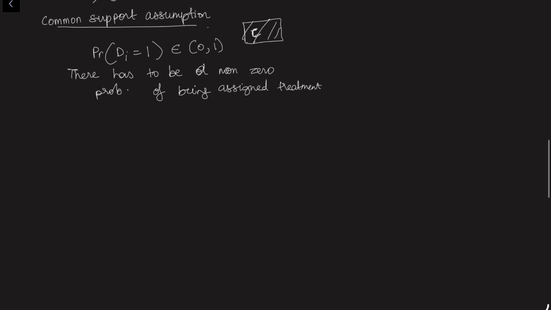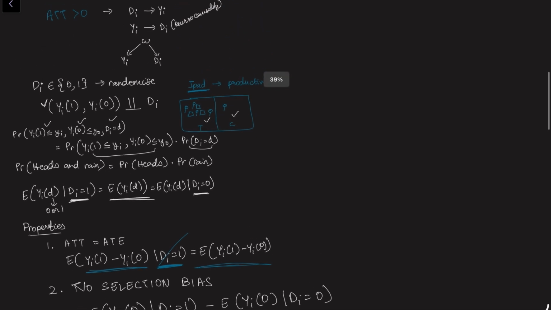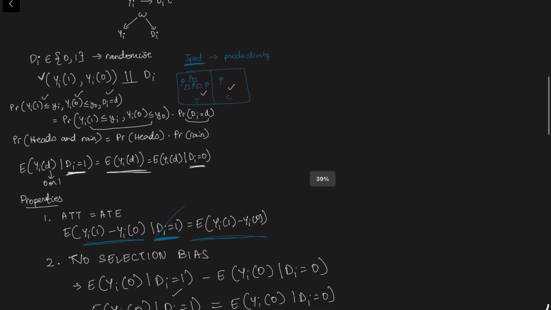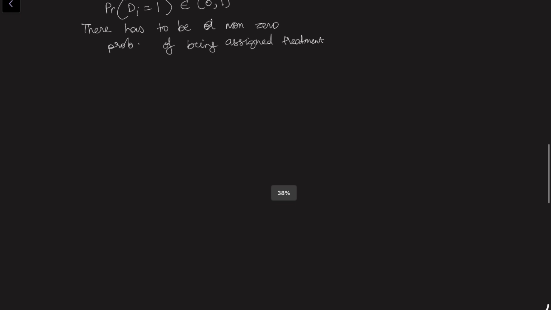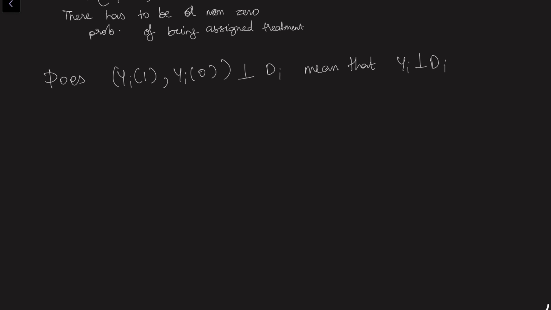So firstly, we are going to ask a simple question to clear up this randomization assumption. This is the question we have in mind. Does the potential outcome being independent of treatment assignment mean that the observed outcome is independent of treatment assignment?